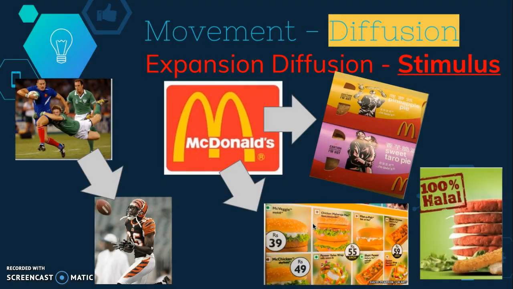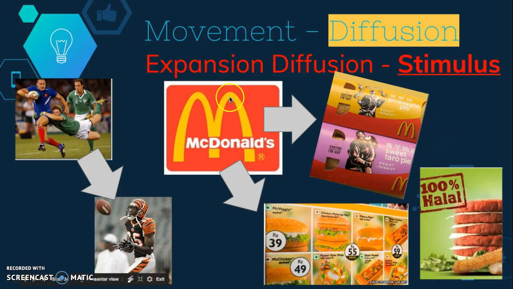Okay, and then the last type of expansion diffusion is called stimulus diffusion. This is when we see the underlying principle of an idea spread, even though the cultural trait might need to be modified in some way. Now, this could be due to something called a cultural barrier. And a cultural barrier is something that doesn't allow that trait to necessarily spread exactly.